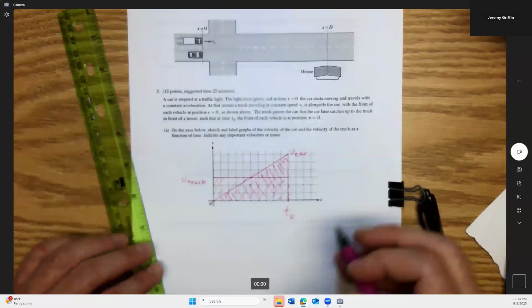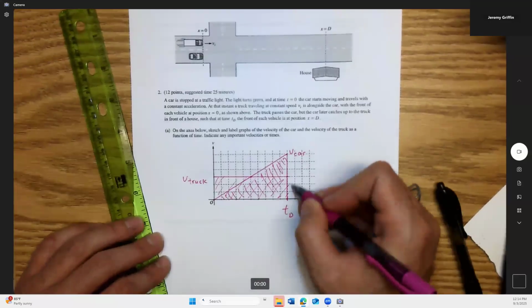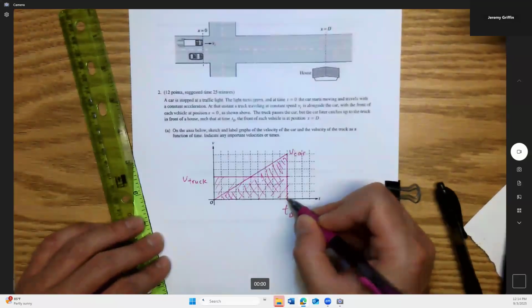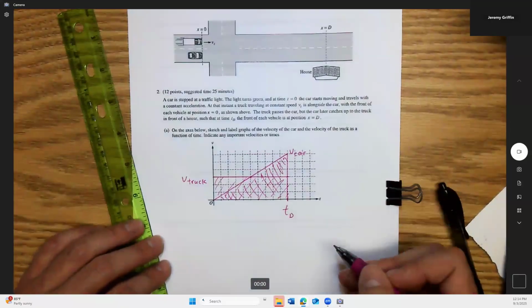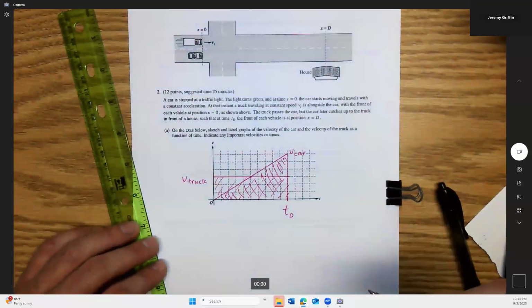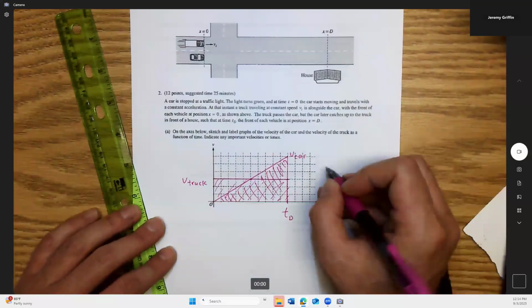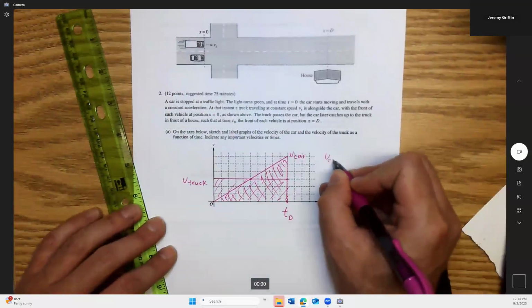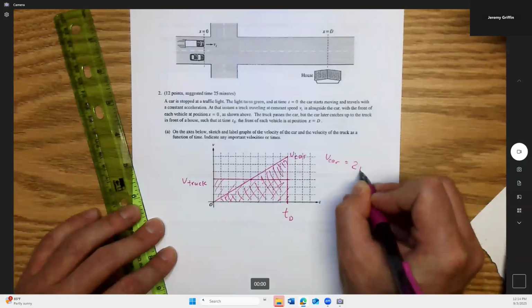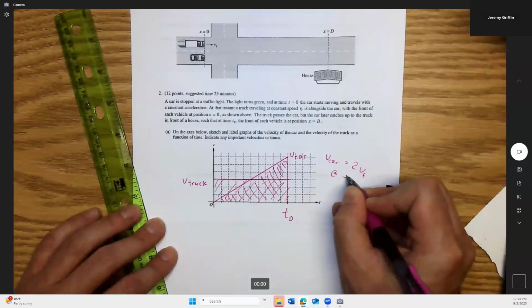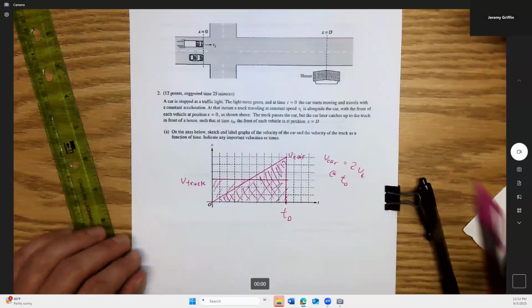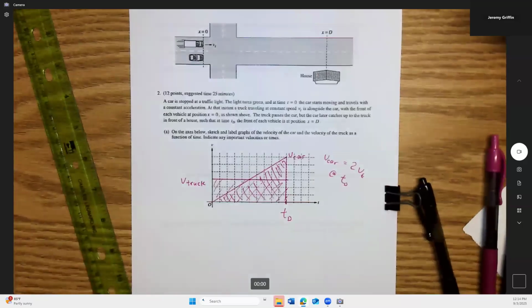Yeah. Right. In fact, when they're both in front of the house, which would be at this TD, the car is traveling exactly how many times as fast as the truck? Twice as fast, right? Which is going to be important later when you do that derivation. You can say at this moment, the V car equals 2 times V truck at TD. Okay. So let's look at points here.